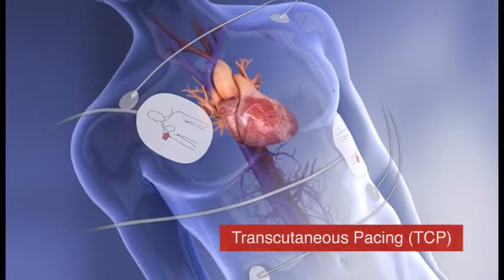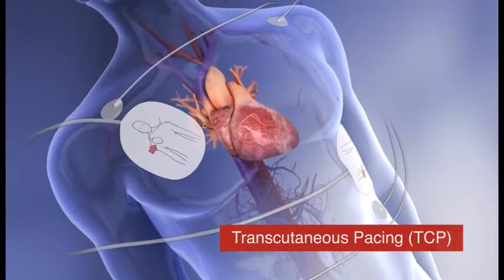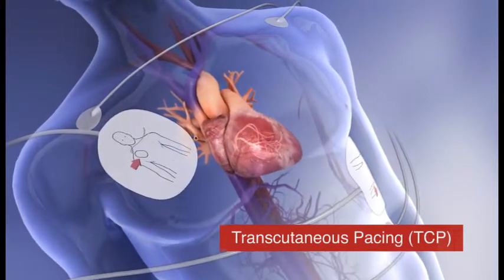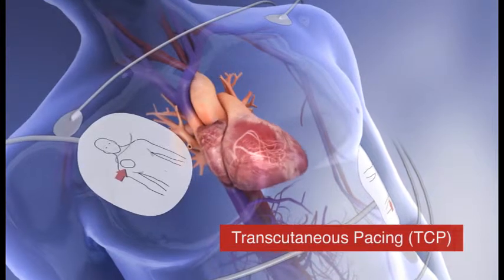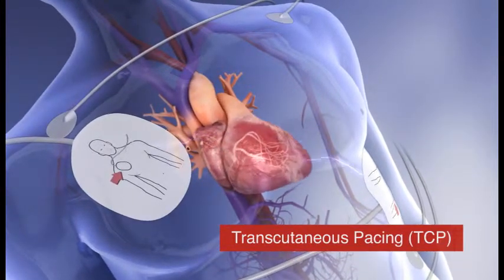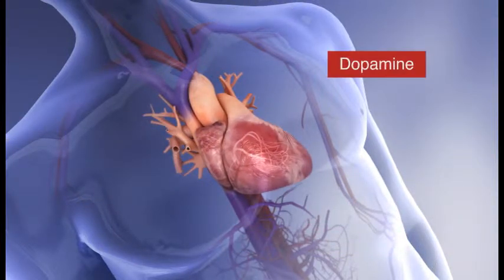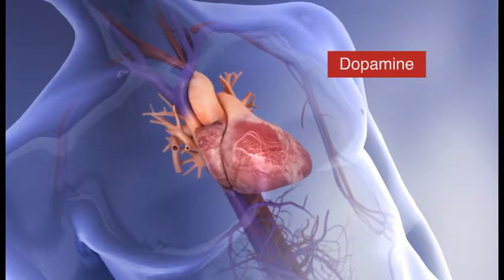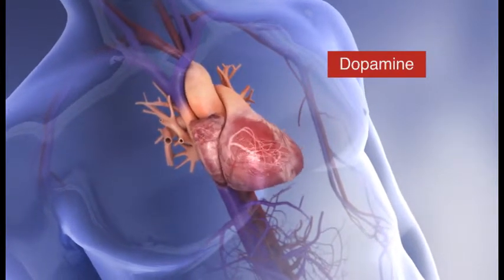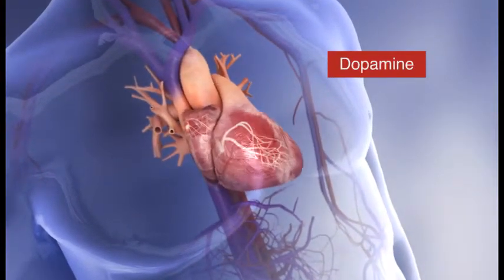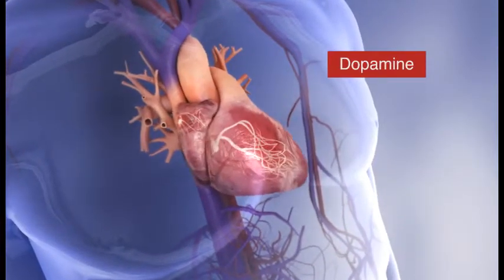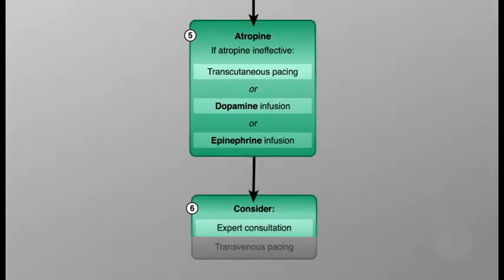Transcutaneous pacing, or TCP, uses electrodes on the patient's chest to deliver an electrical impulse that overrides the normal pacemaker functions of the heart. In effect, TCP provides an external pacemaker signal. Dopamine stimulates the beta-1 adrenoceptors, resulting in improved myocardial contractility, increased sinoatrial node rate, and enhanced impulse conduction in the heart. If the patient doesn't respond to atropine, TCP, dopamine, or epinephrine, seek expert consultation.